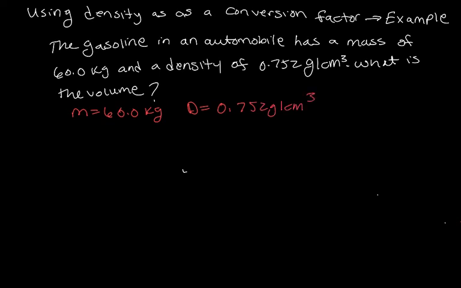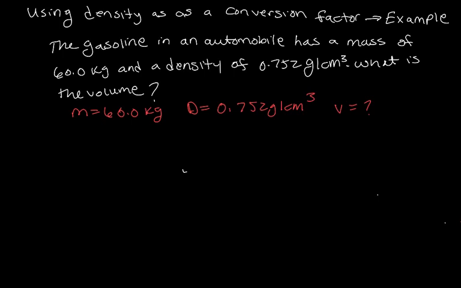We always want to write our givens and our unknown. Remember that when we say the density of something, we're equating its mass per unit volume. So we can use that as a conversion factor. When we have the mass and we have the density, we can figure out the volume from there.